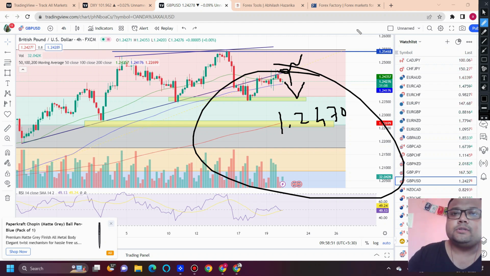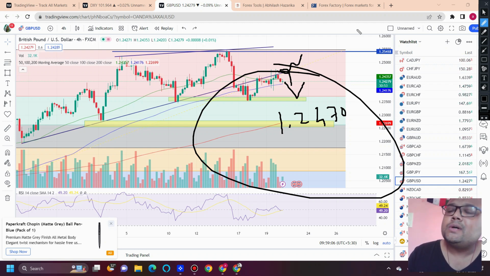I'm not saying that GBP USD will not be going up. I'm not saying that at all. I'm simply saying that I will not be taking a buy position, because I'll be looking for a position on other charts that I understand better.